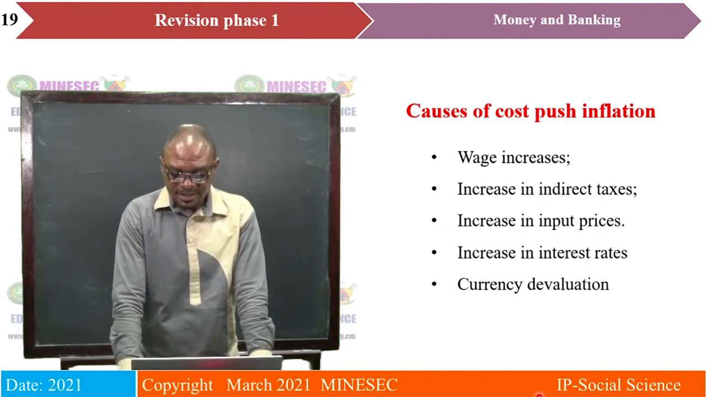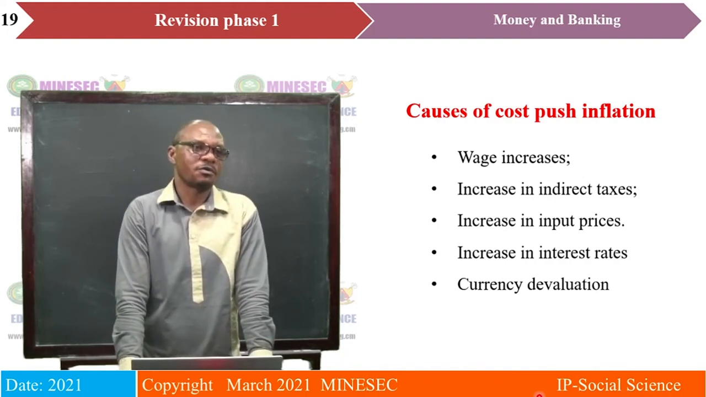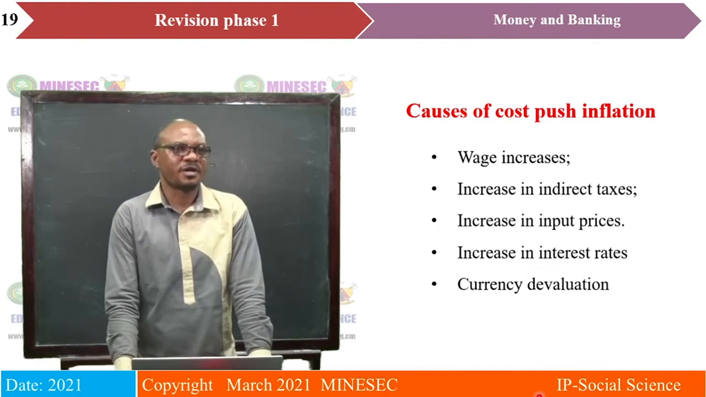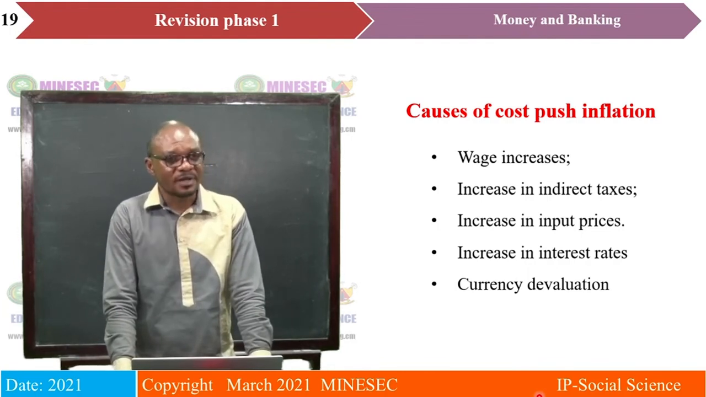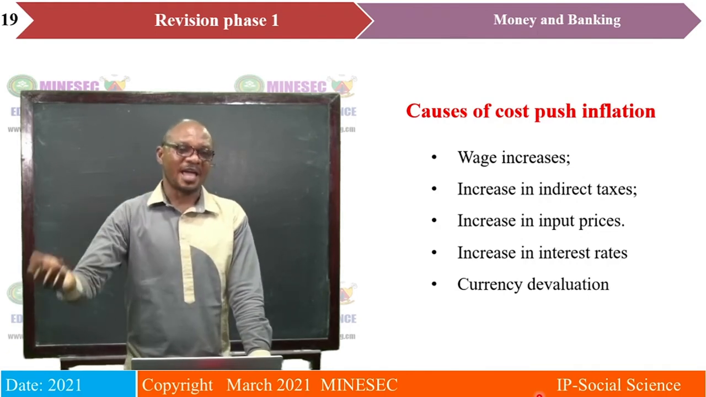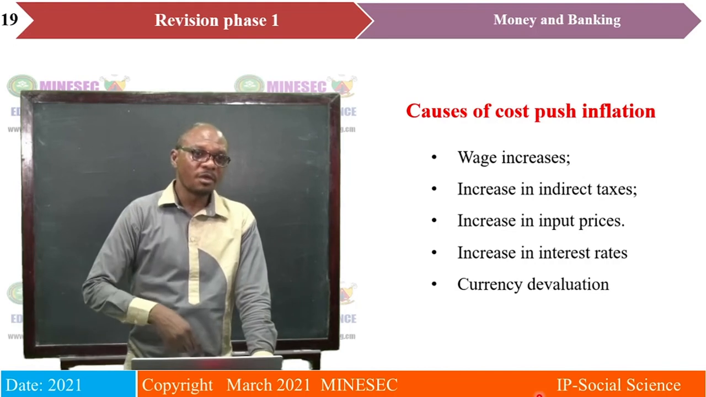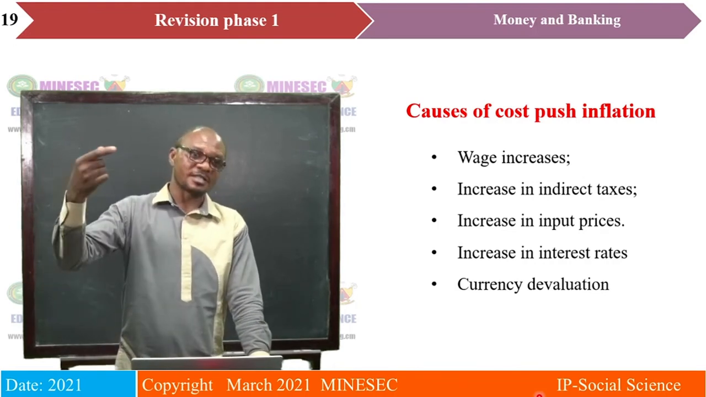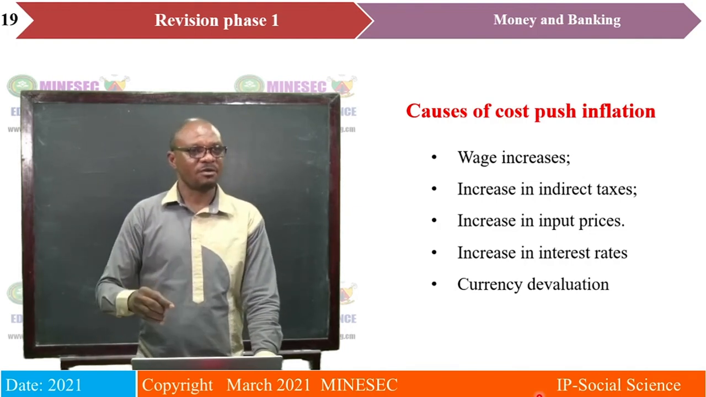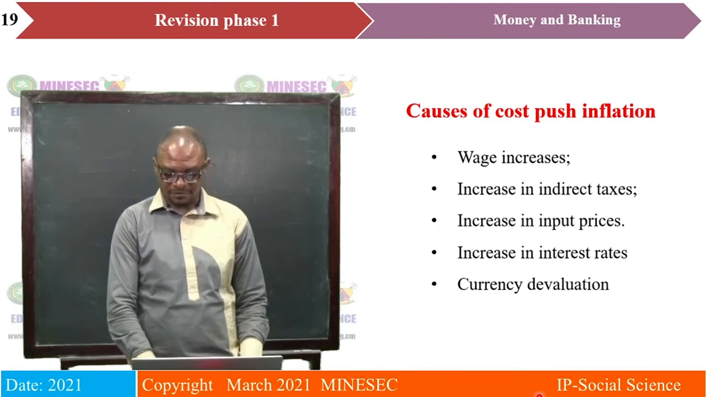Finally, we have currency devaluation. A currency devaluation occurs when the government deliberately reduces the value of its currency in terms of other currencies. This essentially will make import prices to be high in terms of the domestic currency, and of course, export prices to be low in terms of the foreign currency. And when import prices increase, then cost of production increases, especially if we depend on imported raw materials. So that, of course, generates cost push inflation.